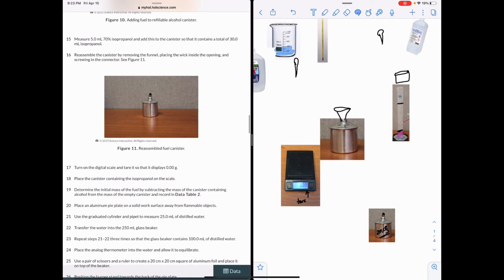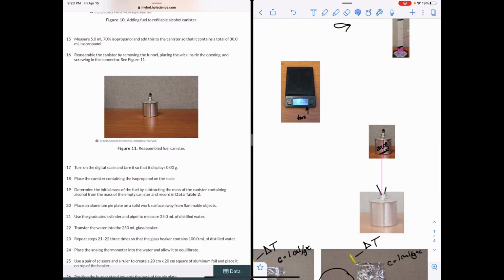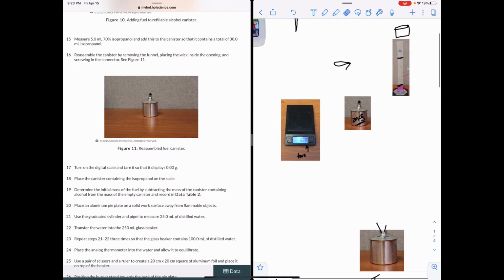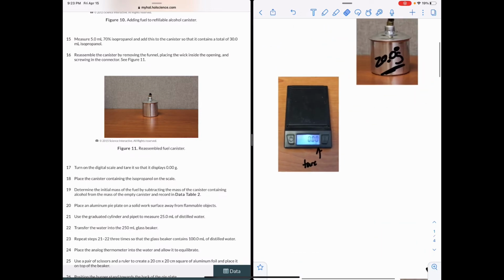All right, now once you've got the 30 mils, guess what? You're going to put your canister together. So we're going to magically pretend that I stuck the wick and everything in it, and that this is now filled up with my isopropanol. Right there. Let me zoom in. So there we go. We're at 20.